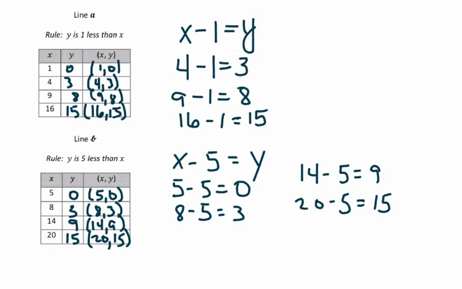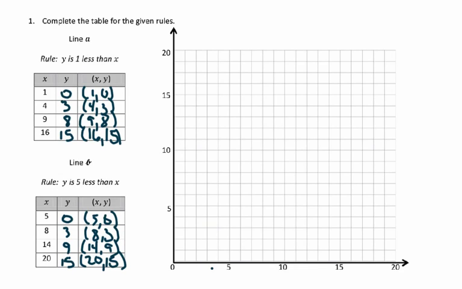Okay, so now we're going to take our information from our data table and we are going to graph it. So let's go back to the graph. And I'm going to go ahead and graph line A with red here. So let's go ahead and plot our points. Okay, and so our first point, there's a stray mark here. So our first point that I plotted was 1, 0.